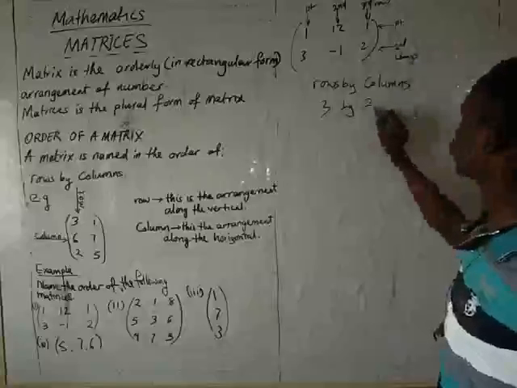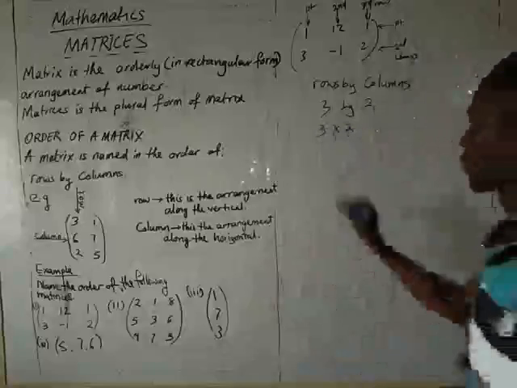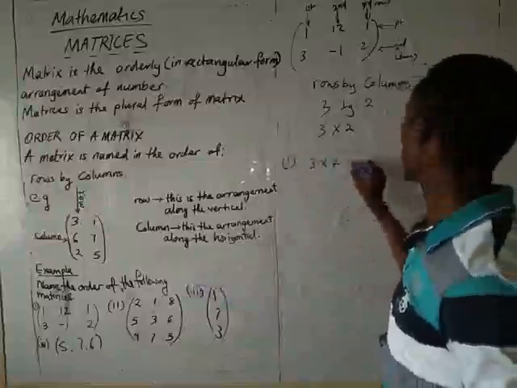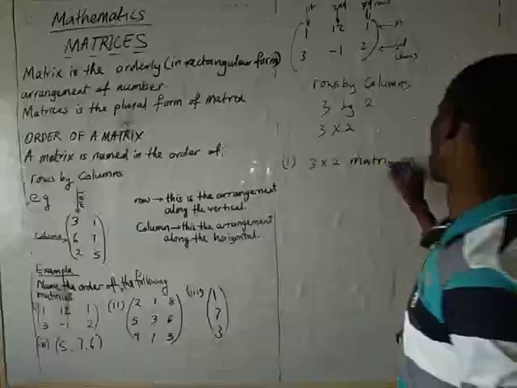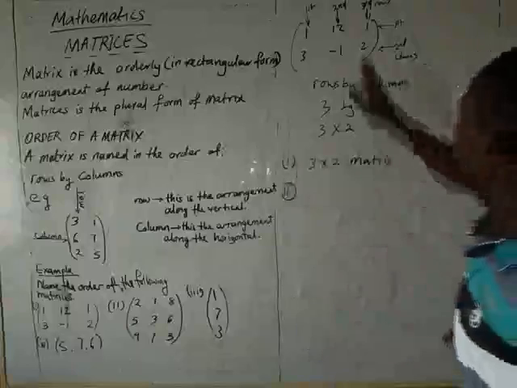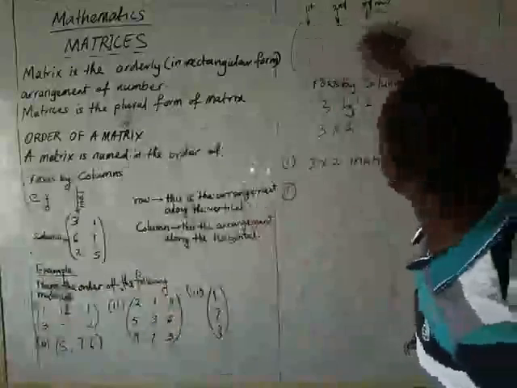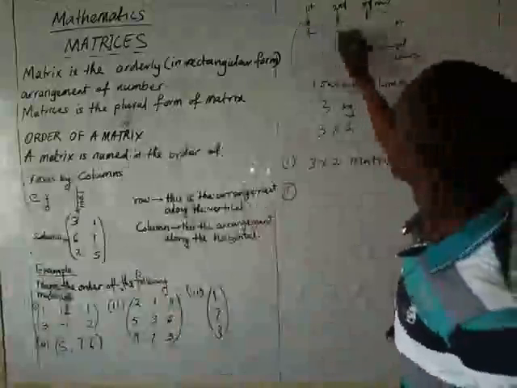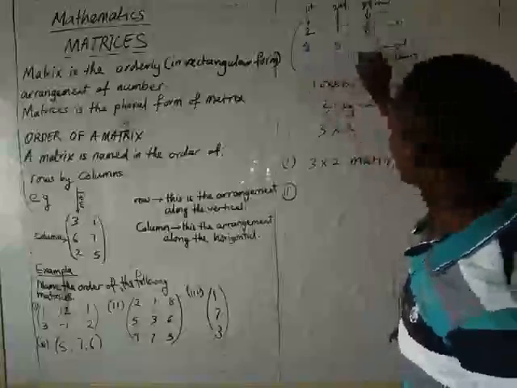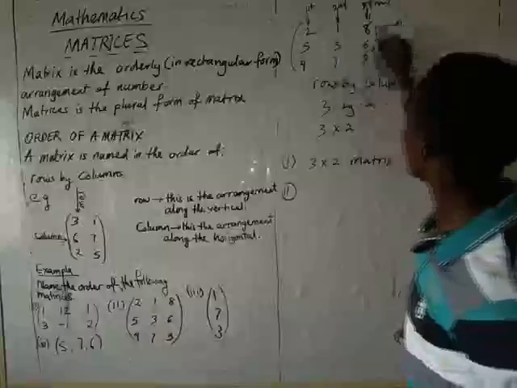So I will write this as 3 by 2. So for the order of arrangement here, the first one is a 3 by 2 matrix. Now for the second one, let's move to that. There we have 2, 1, 8. I have 5, 3, 6. And I also have 4, 7, and 3 in this matrix.